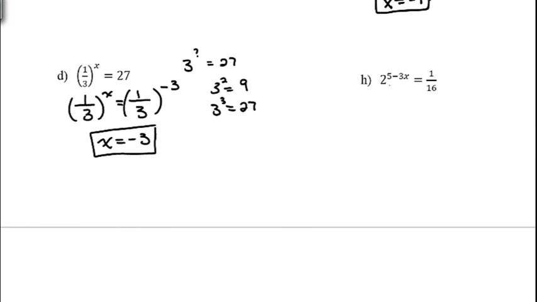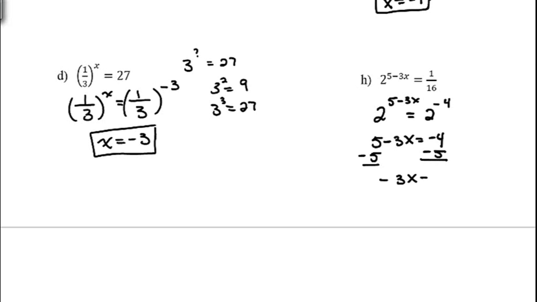And in our next example here, we have 2 raised to the 5 minus 3x equals 1/16. So again, we want to rewrite this 1/16 so that it's 2 raised to some power. The negative sign is going to flip the 1/16 upside down, and 2 to the 4th is what will give you 16. And so set our exponents equal to each other. So we have 5 minus 3x equals negative 4. And solving this for x, we would subtract 5 from both sides. And that gives us negative 3x equals negative 9, and then divide by negative 3. And that gives us x is equal to 3.